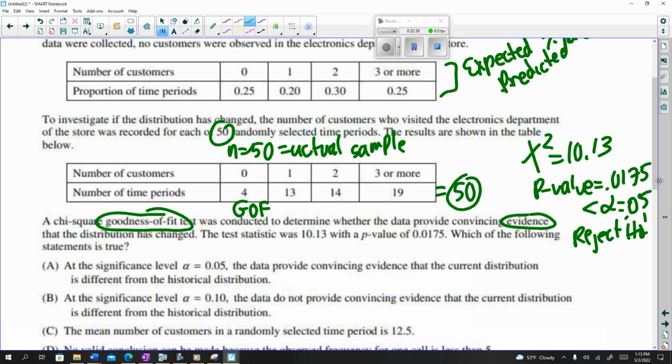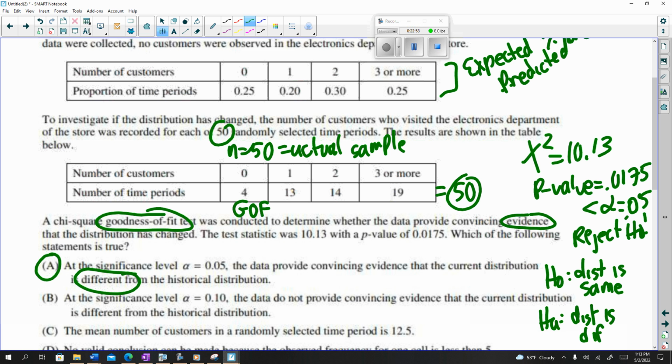Remember, the alternative says that the current distribution is different. So the answer should be A: at a significance level of 0.05, the data provides convincing evidence that the current distribution is different. The null would be that the distribution is the same as what was advertised, and the alternative would be that the distribution is different than what's advertised. So we're going to reject the null and conclude in favor of the alternative because the p-value was 0.0175, which is less than 0.05.